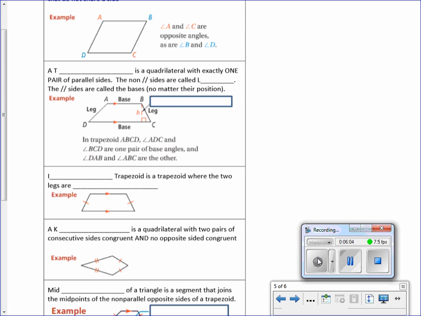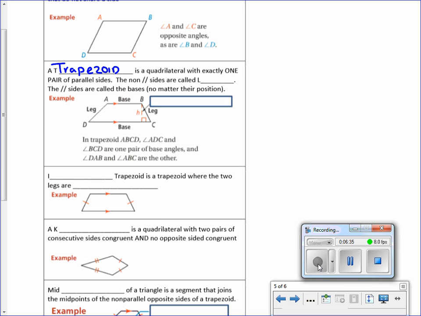Now, the next category of quadrilaterals: we just went through the category of parallelograms. Parallelograms turn into rectangles and rhombuses, and then a parallelogram that has a rectangle and rhombus property turns into squares. The next category of quadrilaterals, four-sided figures, is called trapezoids. Okay, so a trapezoid is a quadrilateral, a four-sided figure, with exactly one pair of parallel sides.